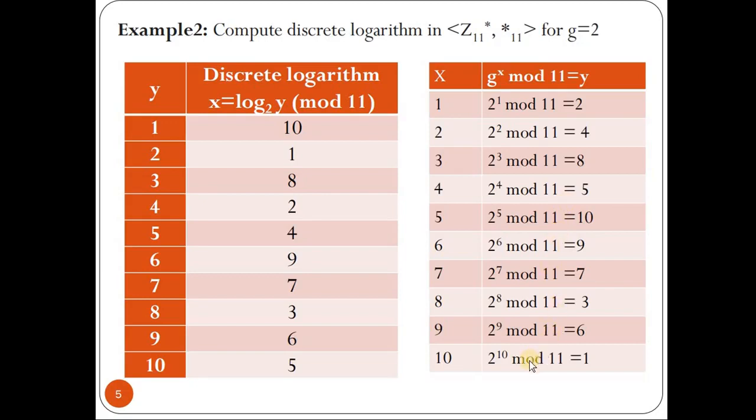Similarly, we need to do this up till 10. 2 to the power 10 mod 11 is 1. So for y value 1, the x value is 10. This represents, for the given y value, the inverse value, that is nothing but the x value. But using this formula we cannot directly find the x value. We need to go for the tabular form. We have to compute the discrete logarithm table, and then we can tell the x value for the corresponding y value. Directly, given a y value, we cannot find the x value.